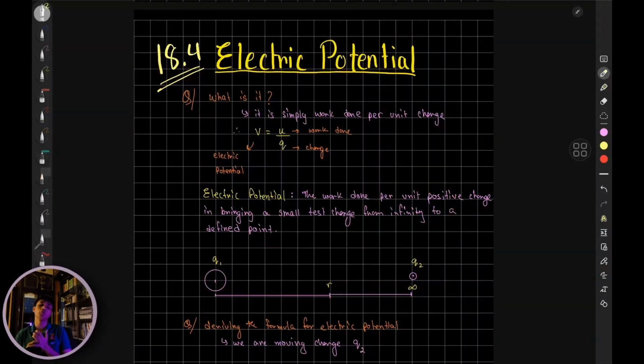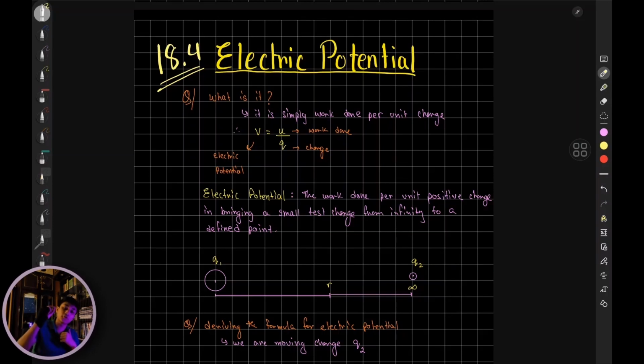In this video, we're going to be talking about electric potential. Previously, we talked about electric potential energy, which was the total energy needed for any amount of charge to come from infinity to a defined point r near a specific charge. Okay, so in this case, we are going to talk about electric potential.